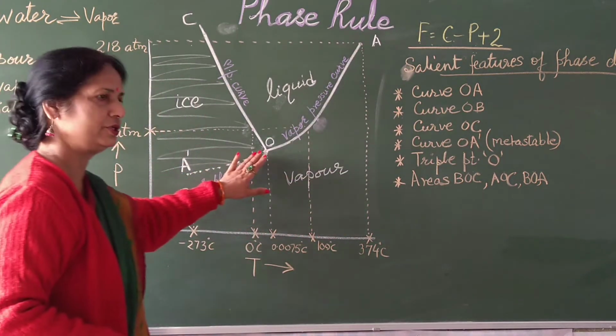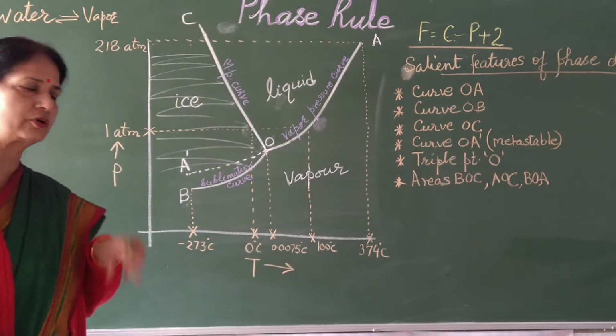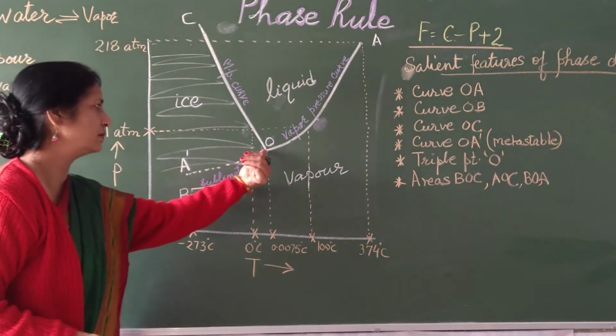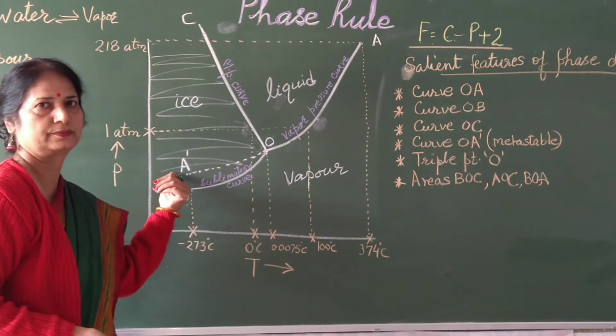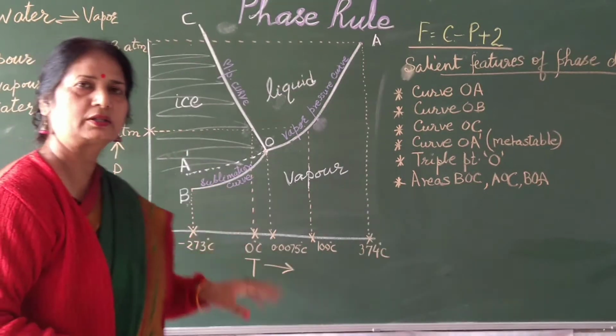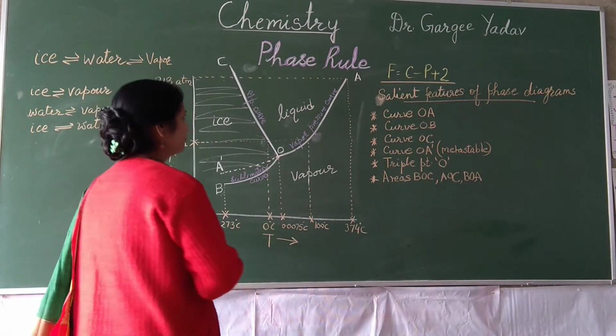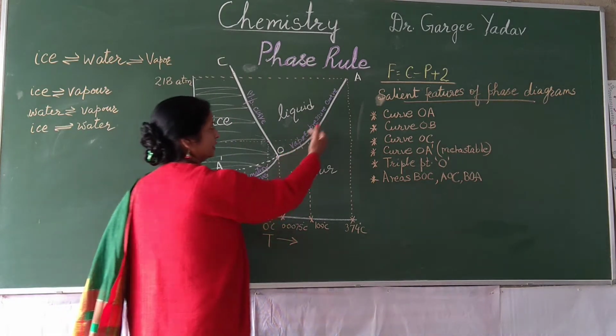Moreover, one critical point. So these are the salient features, and one very important feature is this metastable curve OA dash. So now let's come to all the curves and areas one by one. First of all, let's take this curve OA.